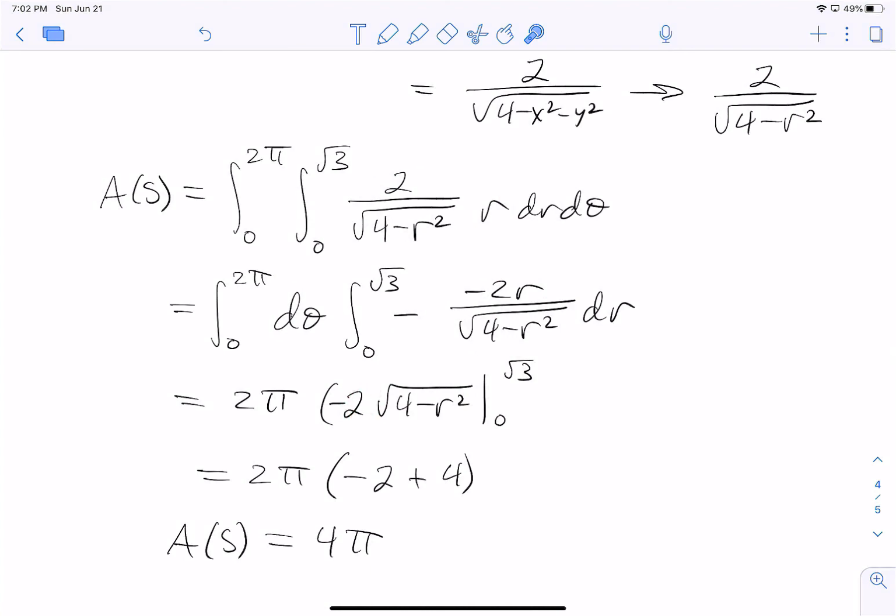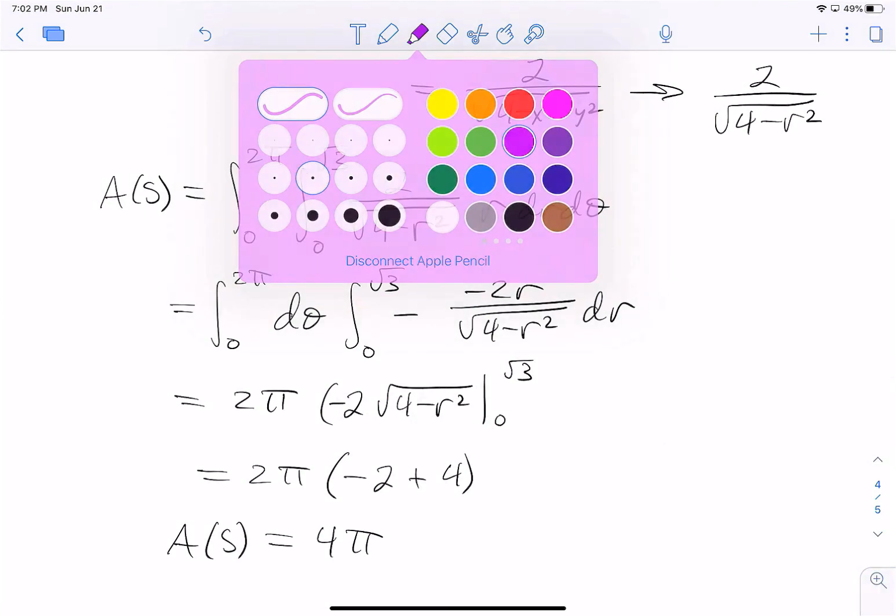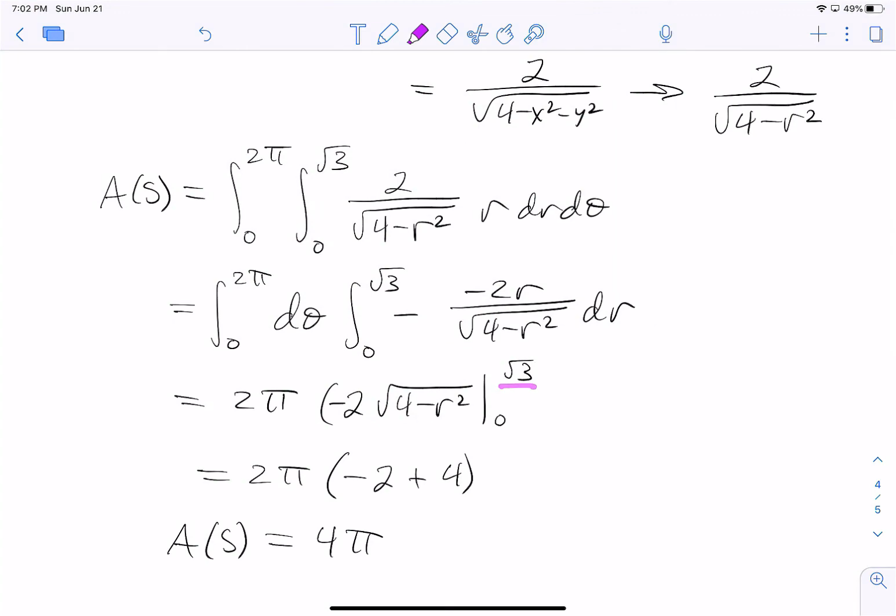So the integral equals 2 pi times the quantity of -2 times the square root of 4 minus r squared, evaluated from 0 to the square root of 3. Evaluating at square root of 3 for the r part is going to give me a -2, and evaluating at 0 is going to give me a 4. All told, the area of the surface is 4 pi.